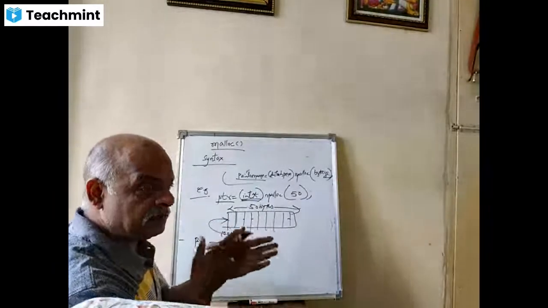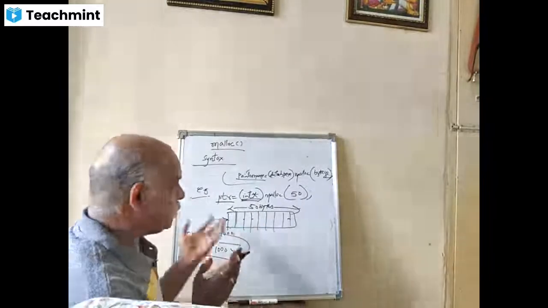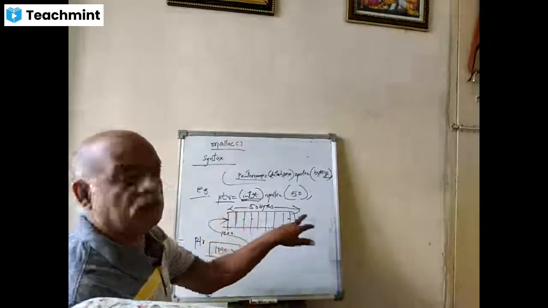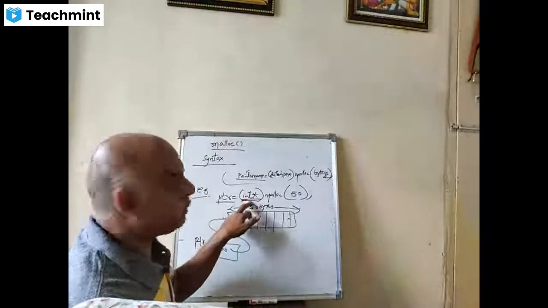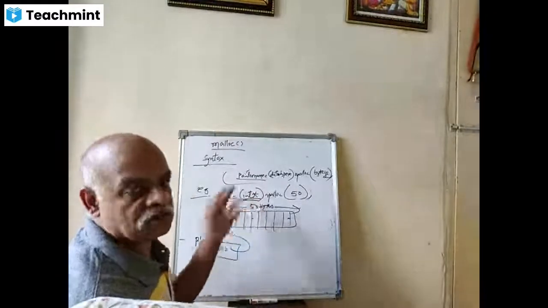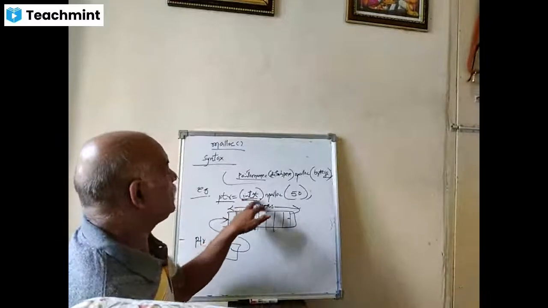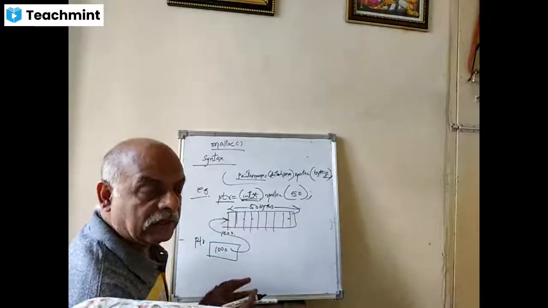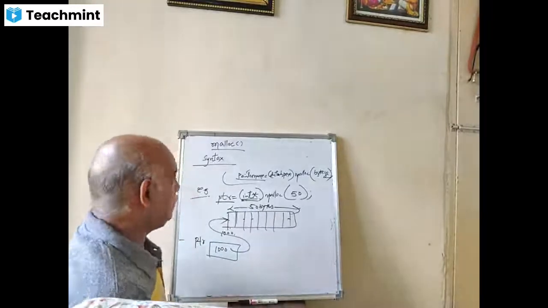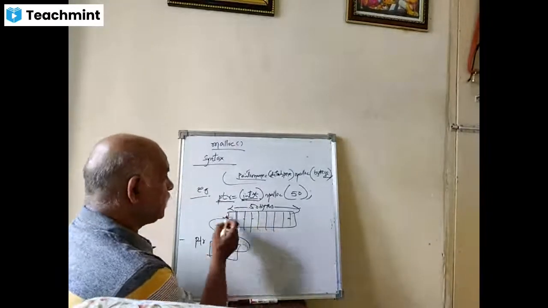The void pointer does not know what exactly the contents of the block are. Then you have to typecast it with the help of int star, float star, or char star. So if you say int star, it means all are integers. The block contains a collection of integers. Okay. So PTR points to the first byte of the block.